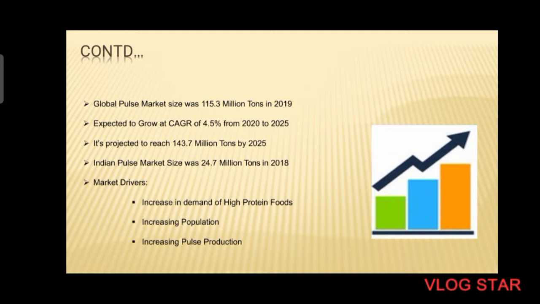4.5% from 2020 to 2025. It is projected to reach 143.7 million tons by 2025. Indian pulse market size was 24.7 million tons in 2018. The reasons for this much increase in pulse consumption are increase in demand for high protein foods, increasing population, and increasing pulse production.